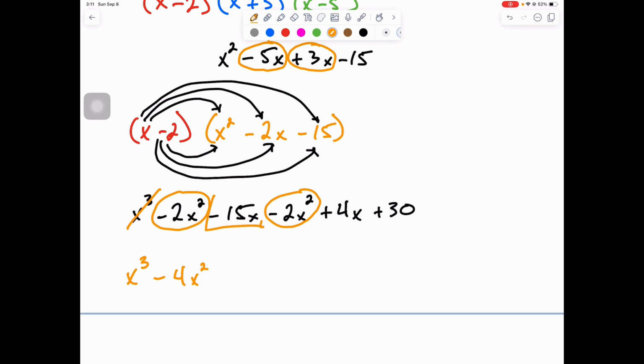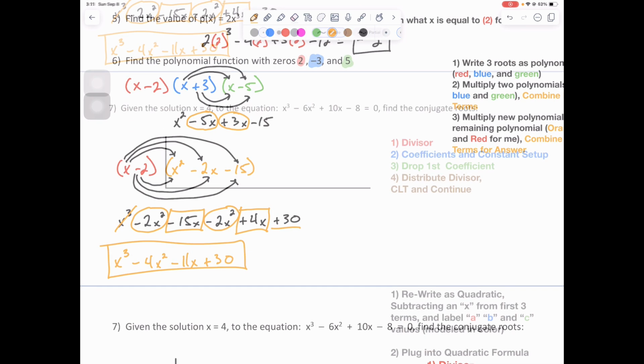All right, negative 15x. Can I combine that with anything? Sure can. Positive 4x, negative 15 plus 4 equals negative 11. Don't forget your x. Bring down your plus 30. That doesn't get combined with anything. And now you have your answer.